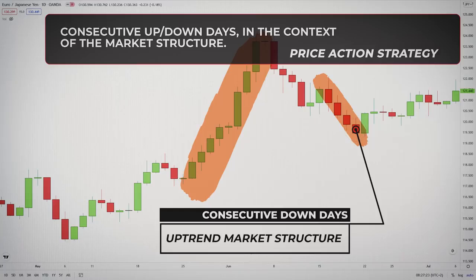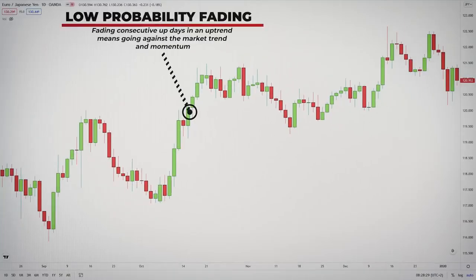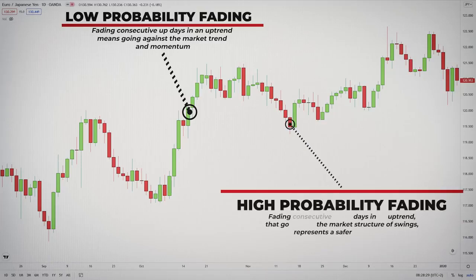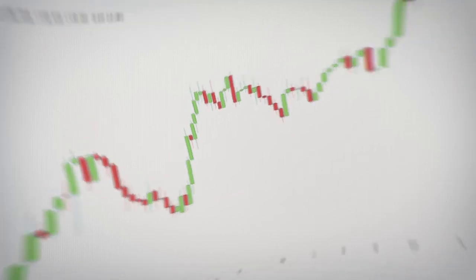But we'll focus on the market context of such consecutive up or down days. Fading consecutive up or down days often means going against the market trend and momentum. It is a somewhat dangerous strategy, but it doesn't have to be. In our low-risk variation, we'll focus on fading consecutive up or down days that go against the market structure of swings. That's why I explained the market structure of uptrends and downtrends. We'll use that knowledge to find low-risk, high-reward trades.